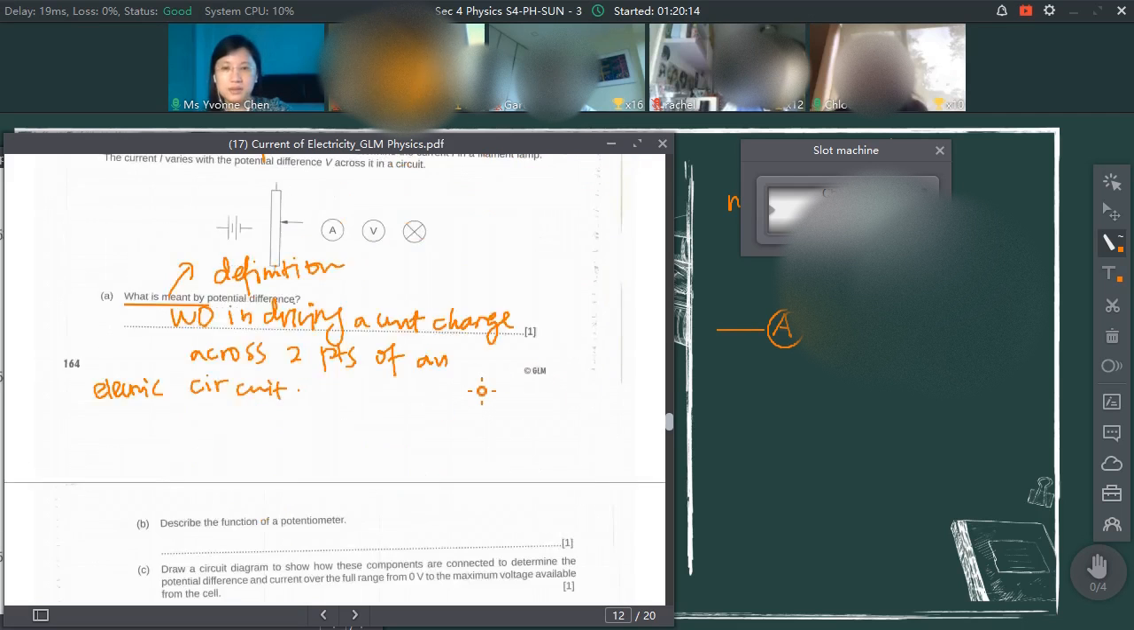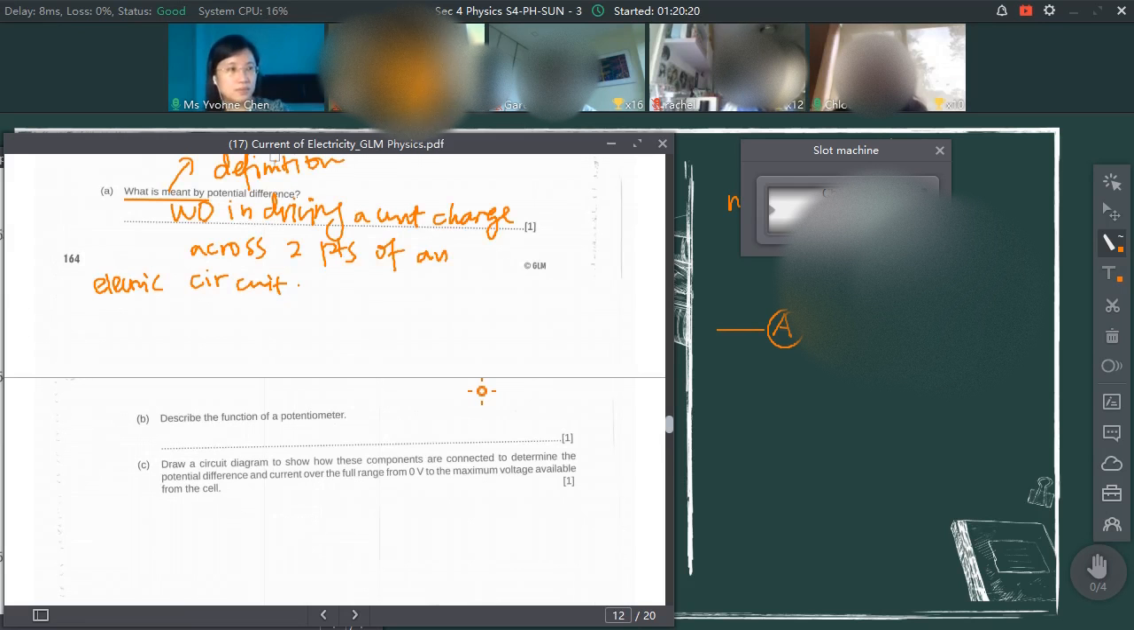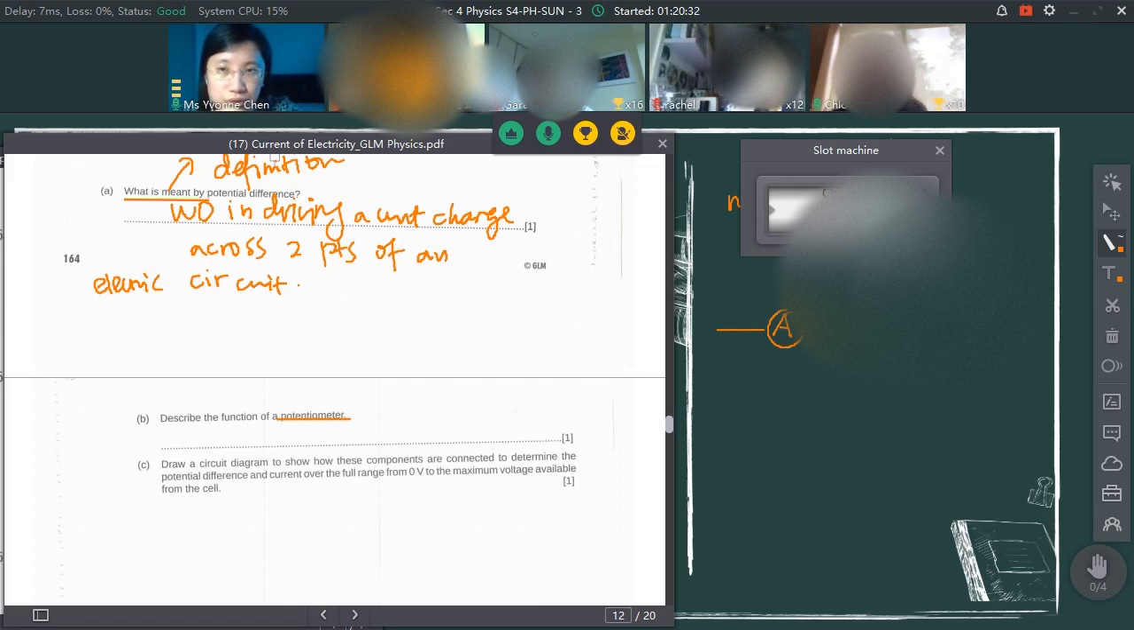Okay, so for the second part, describe the function of a potentiometer. What's the function? I think we haven't given you the phrase yet. Has anyone of you read from the textbook or other resources and know the definition, the function? Anyone want to try? Gareth, you want to try?